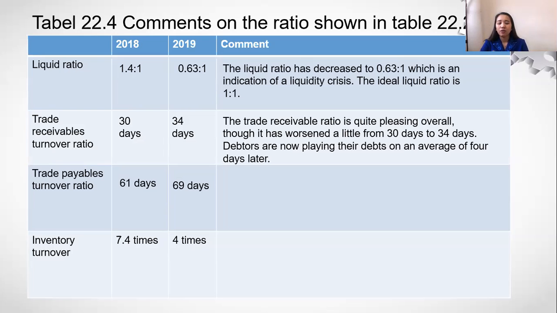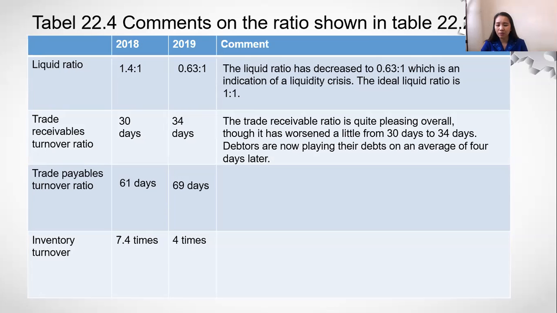Okay, for the trade receivable turnover ratio, it is quite pleasing overall. So why? Though it worsened a little from 30 days to 34 days, debtors are now paying their debts on average 4 days later. So not a big gap, so it's still good.